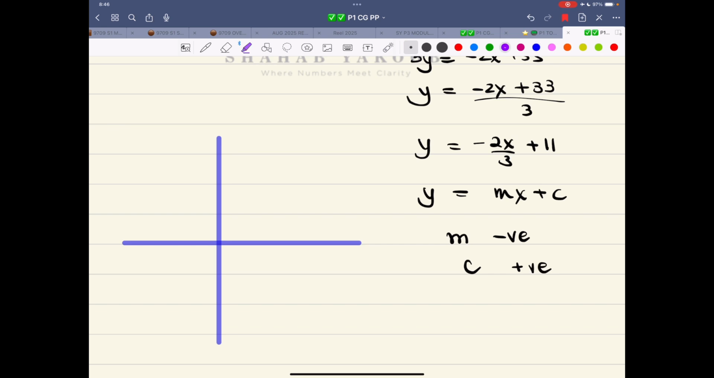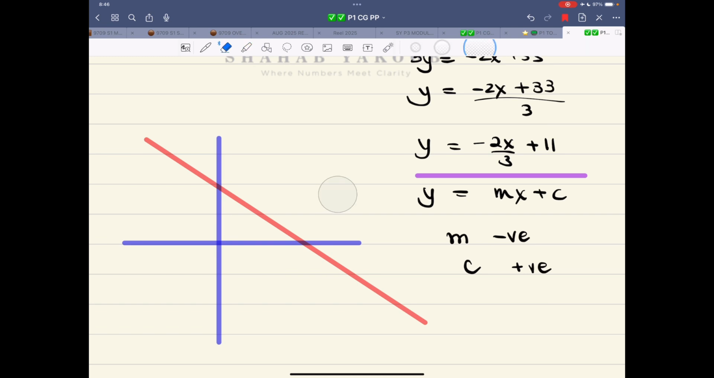So let me draw this line in purple color, this one. And this is something like this. Let me just draw it a little bit. Okay. And let me just change the color. I think red is good enough. So red is good enough. That is this line. All good. This one is 11 like this. This is the y-axis. This is the x-axis. It has a negative slope.